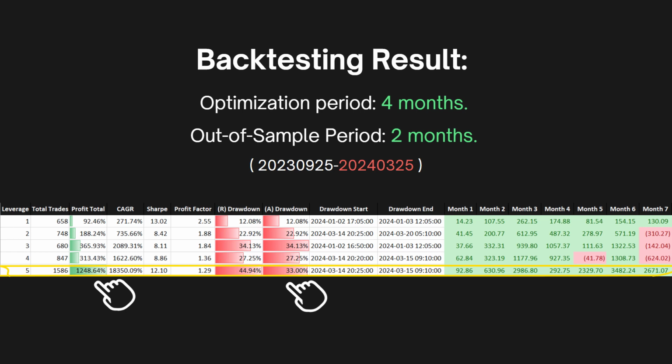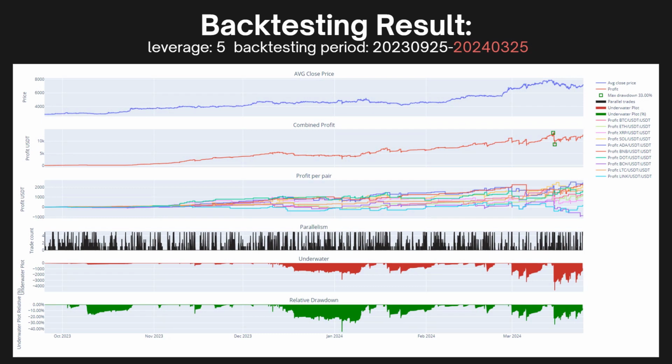However, by increasing the maximum number of open orders, we can reduce the drawdown. We can observe that the drawdown only lasts for 1 day, which is short, and the profit is positive every month. Let's delve further into this strategy that uses a leverage level of 5.